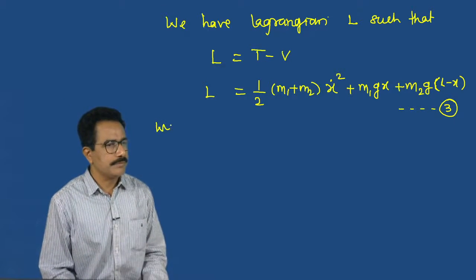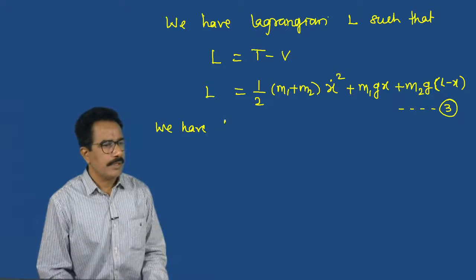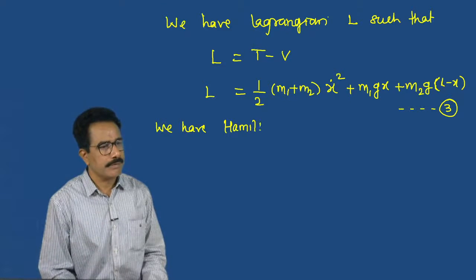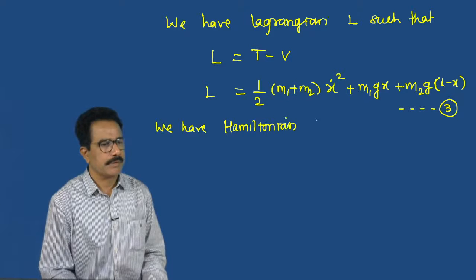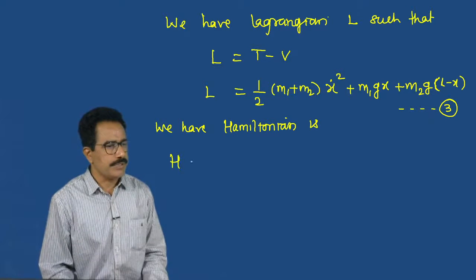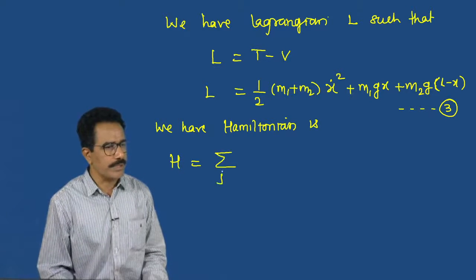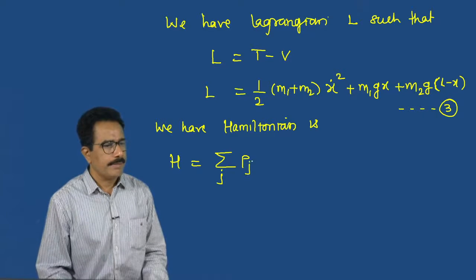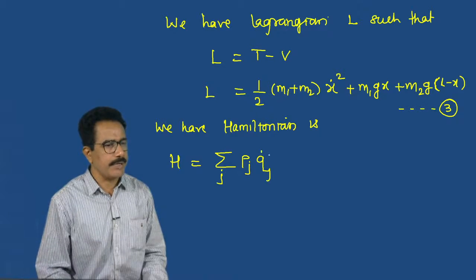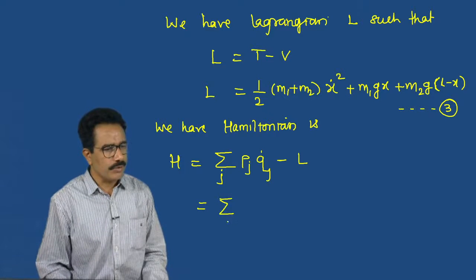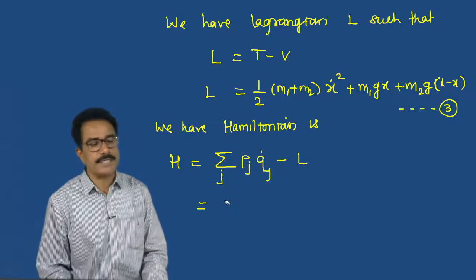नाउ वी हॅव Hamiltonian H is equals to summation over j, Pj into Qj dot minus L. So summation over j म्हणजे इथं जनरलाइज्ड कोऑर्डिनेट्स किती आहेत?